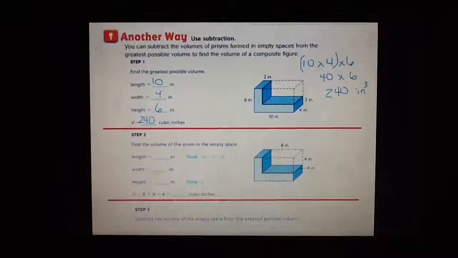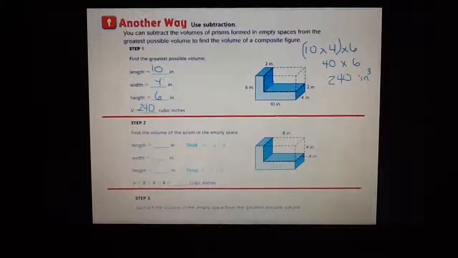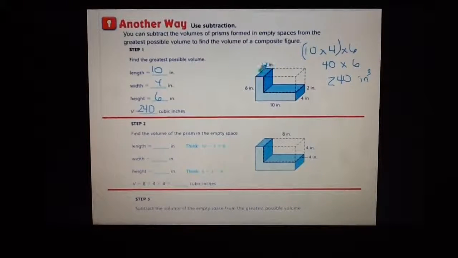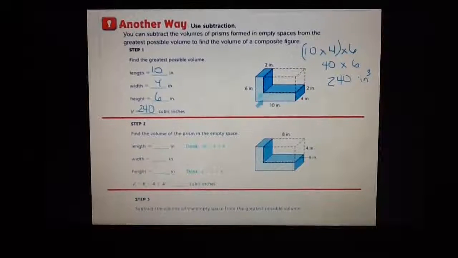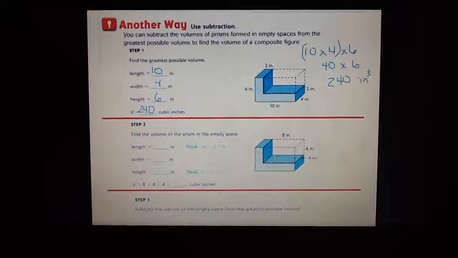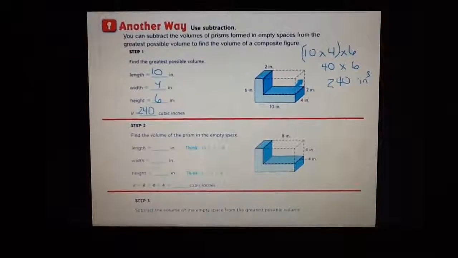Now, step 2 is where we're going to subtract the invisible portion right here. Here's the reason why. We found the volume of this entire rectangular prism, but as you can see, this portion right here is not really there because this is a complex figure. We have two rectangular prisms combined, but we're going to use a strategy of just finding the whole volume of length times width times height, and then we're going to subtract this smaller portion. So now our job is to find the volume of this smaller portion.